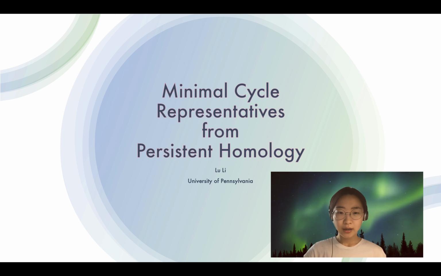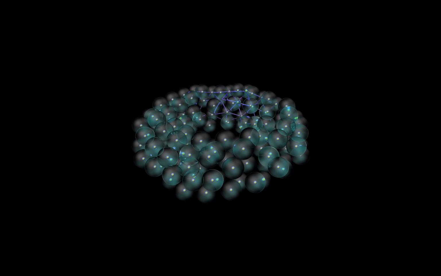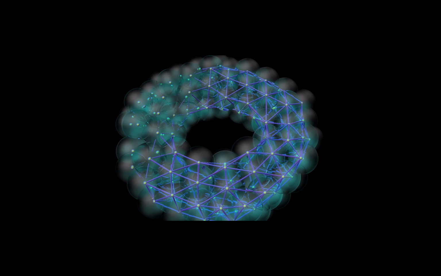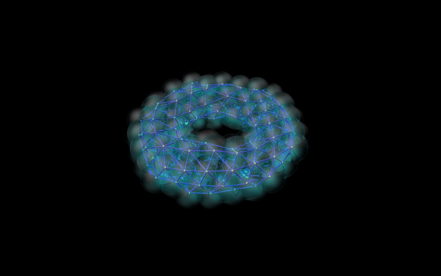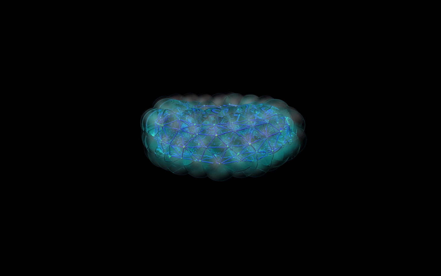In this video, I'm going to tell you about minimal cycle representatives from persistent homology. Persistent homology is one of the main tools in topological data analysis, which uncovers the shape of data. Given a discrete set of data points, we approximate the topological space underlying the data by constructing a simplicial complex. This construction expresses the structure as a union of vertices, edges, triangles, tetrahedrons, and higher dimensional analogs.